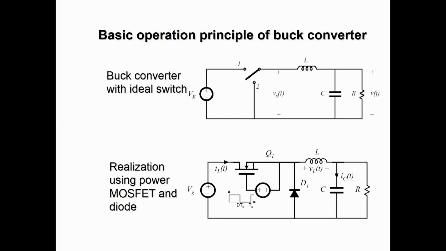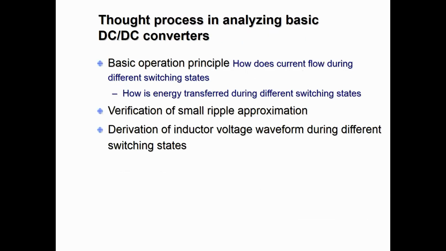They can operate as switches, the MOSFET and the diode. So what is their analysis, how do they operate, how is the energy transferred, where is the small ripple approximation, where are the derivations? We will go through this process.